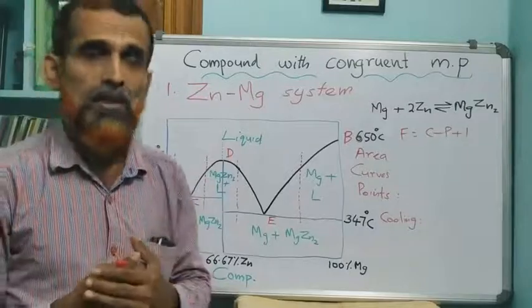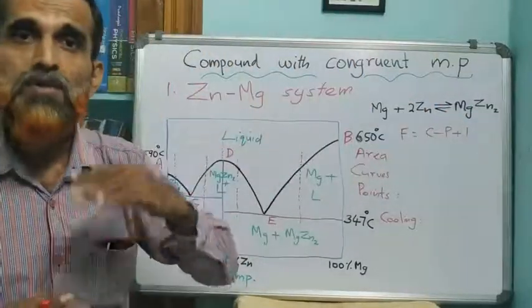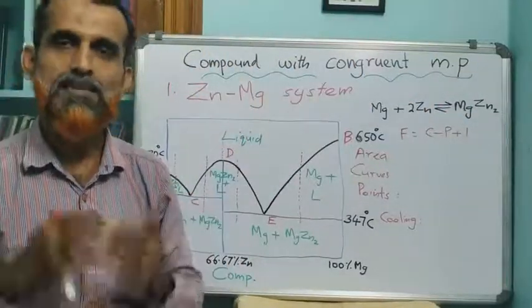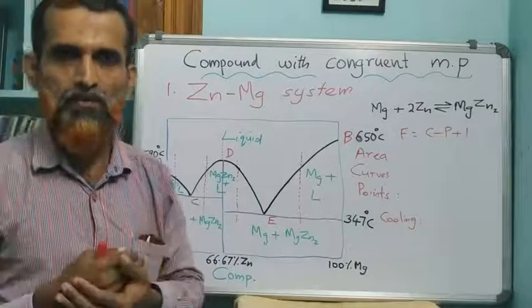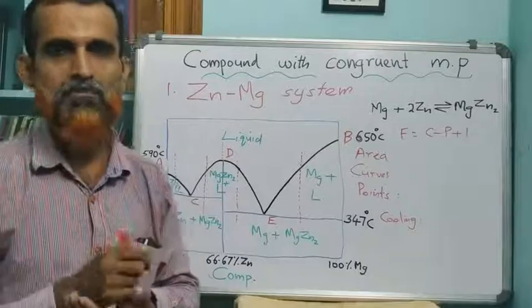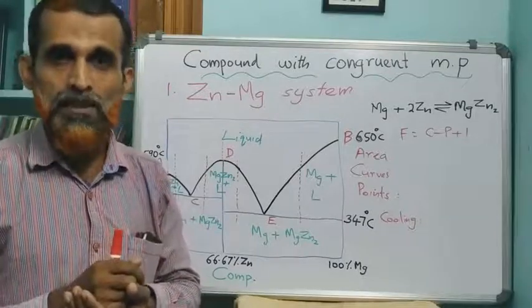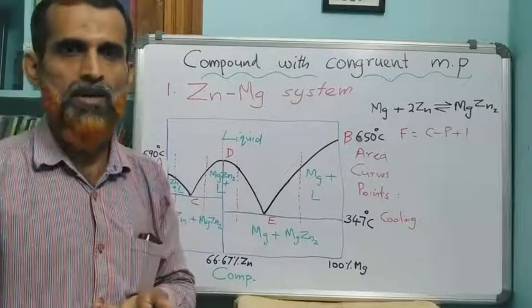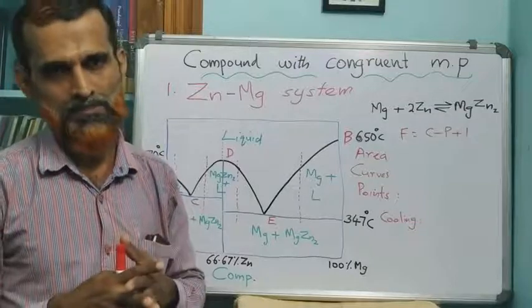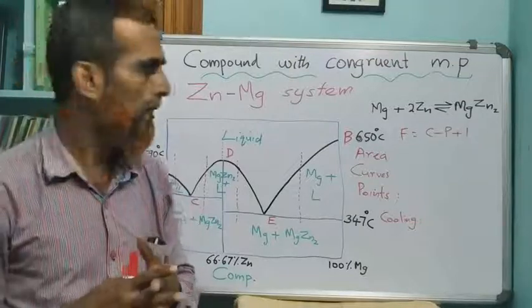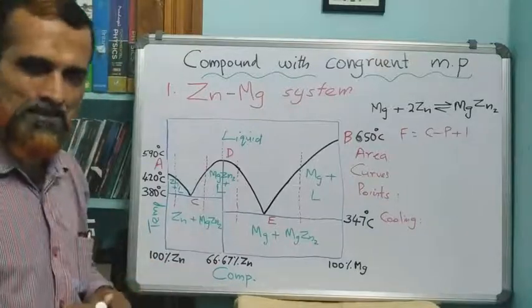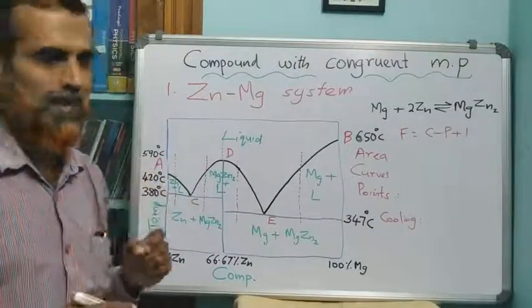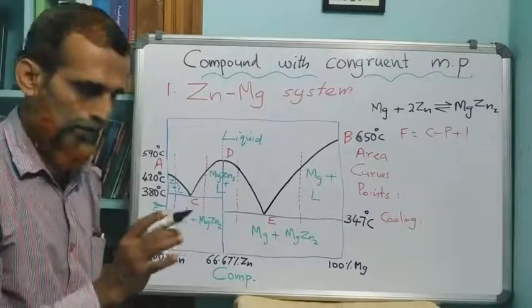And also the compound formed melts congruently. It's a stable compound. That means it melts into the liquid form at a constant temperature such that the solid and liquid phases have the same composition. They exist in equilibrium. Let's see the phase diagram. Similar to the general phase diagram, it has the same shape.